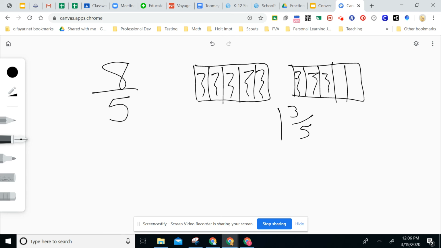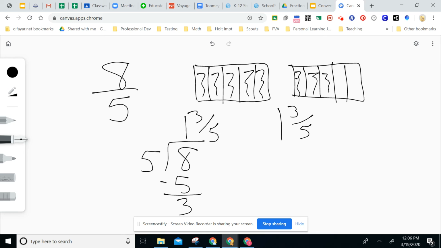If I'm doing it just with an algorithm, 8 divided by 5. 5 goes into 8 once. 1 times 5 is 5. 8 minus 5 is 3. So I have 1 and 3/5, which is exactly what I got with my model. Some of you are reasoning it out. You're like, okay, I know that 5 goes into 8 once. I'm going to have 3 pieces left over, so 1 and 3/5. So lots and lots of ways to try that.